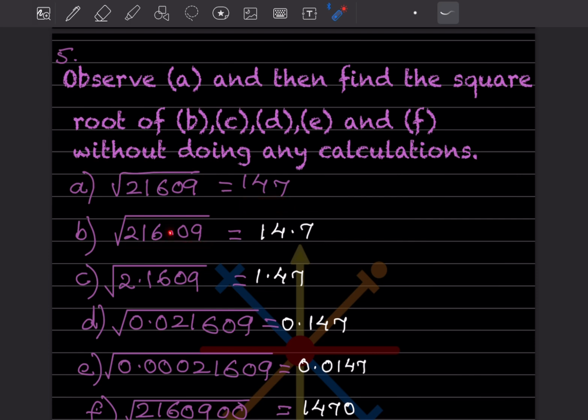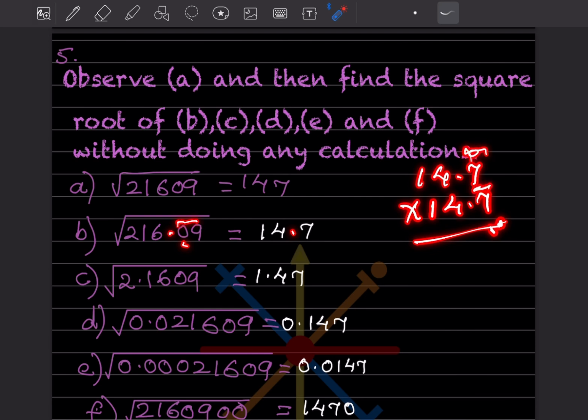But whenever there is a decimal, when we pair it, after 2 numbers is the decimal. So this should be after 1. Why? Because the square root means the same number has been multiplied twice. So this is after 1 number and this is after 1 number. So after 2 numbers will be a decimal. Hope this is clear.